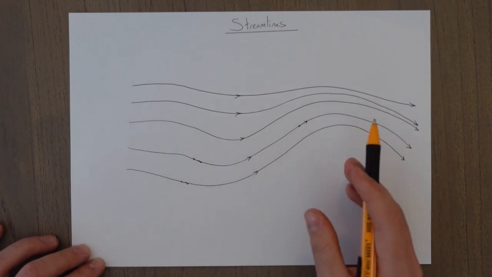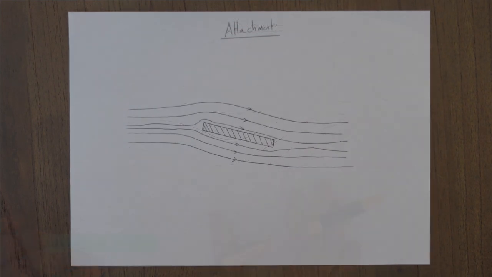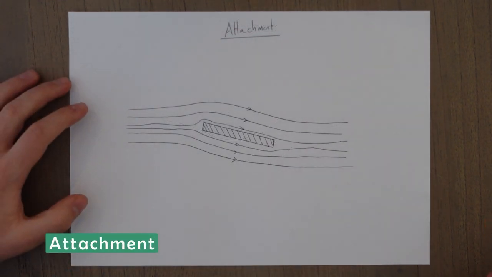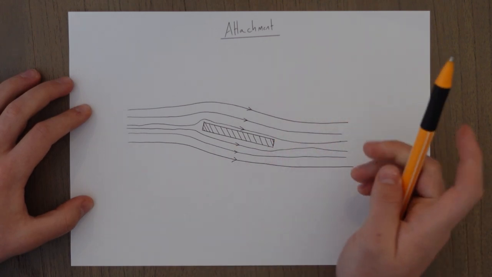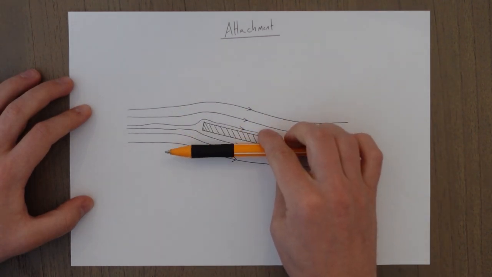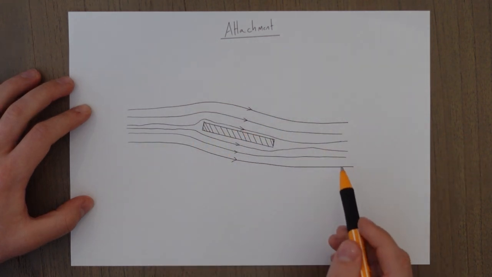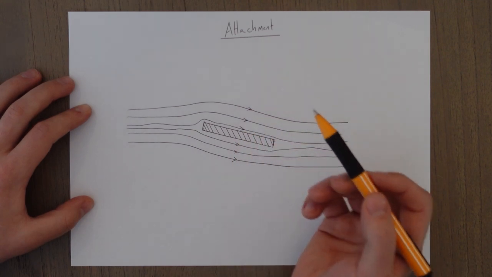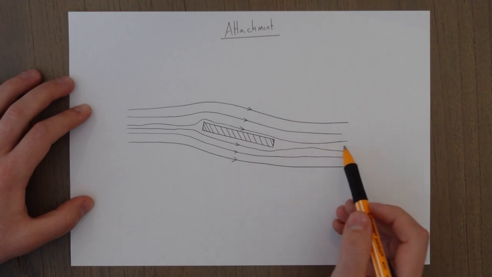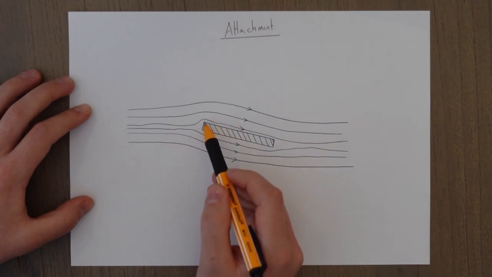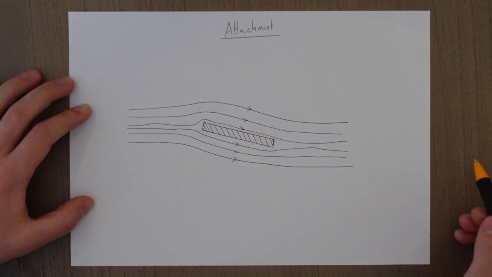So now we're talking about airflow. Let's look at airflow around some objects. So when air encounters an object, it will flow around the object smoothly as long as the object is nice and thin and it is presented to the airflow at a very shallow angle. The process of this flowing around is called attachment, as it attaches to the surface of the object and flows down it. Initially, it will be a bit rough, but then it will smooth out into laminar flow as we carry on down the length of the object.